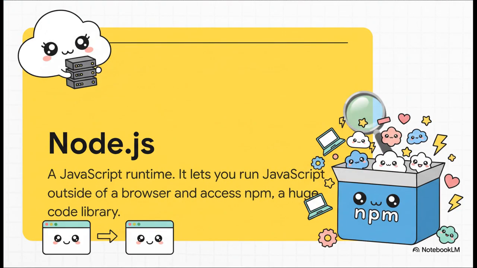All right, our next engine is Node.js. Now, you might hear it's for running JavaScript on servers, and that's true. But for us right now, the most important thing about Node.js is that it comes with something called NPM, the Node Package Manager. Think of NPM as a giant, free library of code. It's like an app store for developers, letting you easily grab and use tools other people have built.